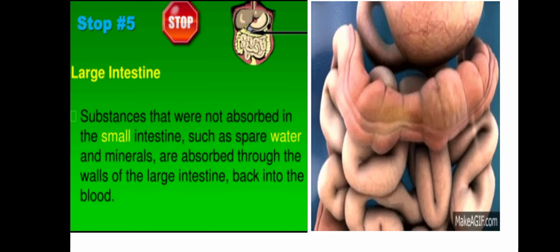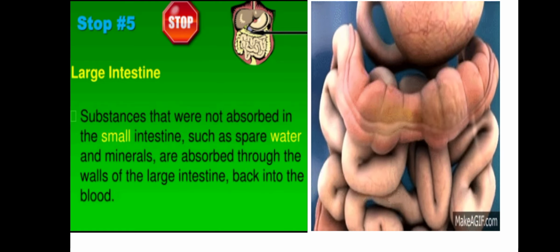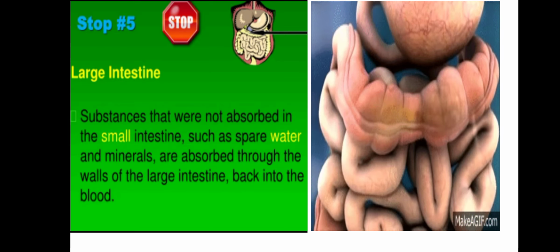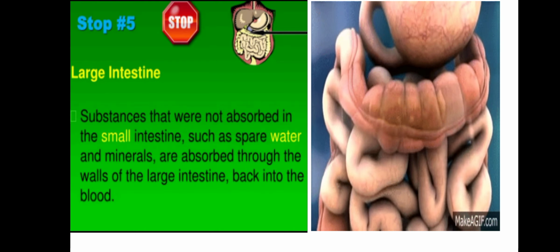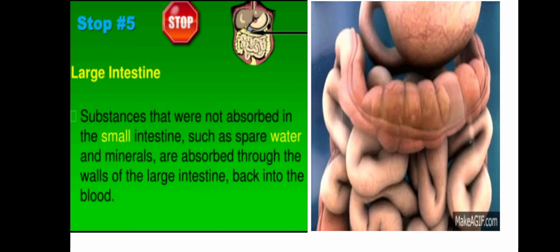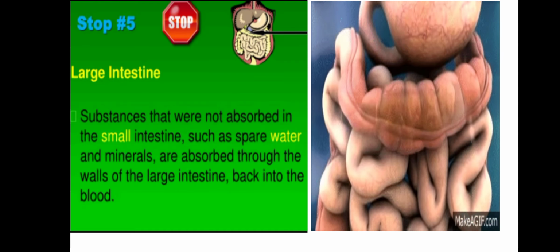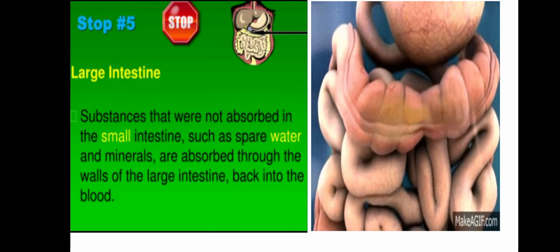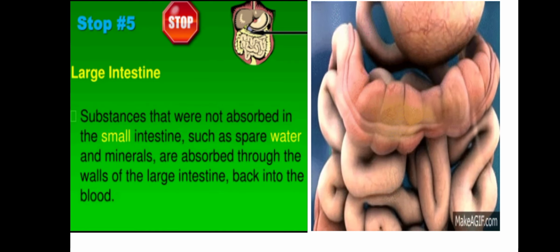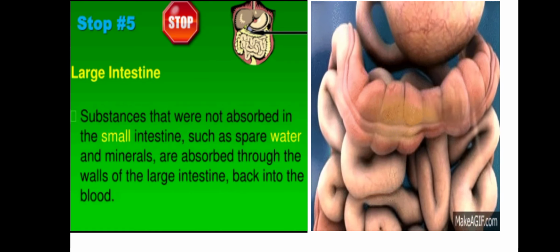Next, we have the large intestine. After passing through the 20 feet long tube, the food now reaches the large intestine. The substances that were not absorbed in the small intestine, such as spare water and minerals, are absorbed through the walls of the large intestine back into the blood. So nothing gets wasted. Even water and whatever minerals are required get absorbed by the large intestine.